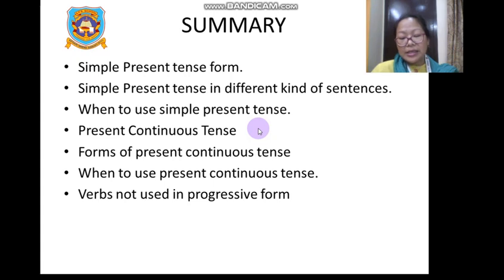In the next class I will cover the other two forms of tense. All right, so I will post this PPT in Google Classroom. You can refer to it as extra study material.